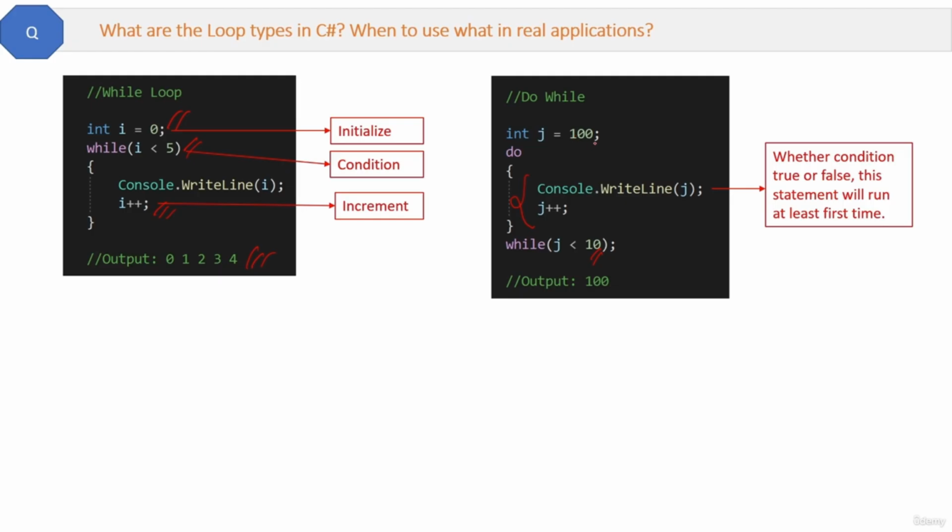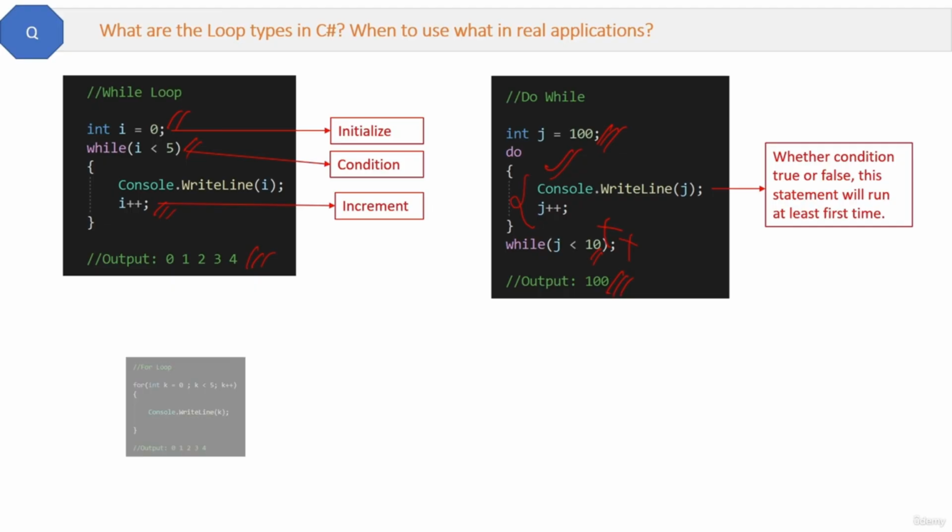Now here you can see the output, it is 100. Even though the condition is false, it is printed because j is 100 and it is not less than 10, right? The condition failed, but still the output is printed as 100. So this is the do while loop.